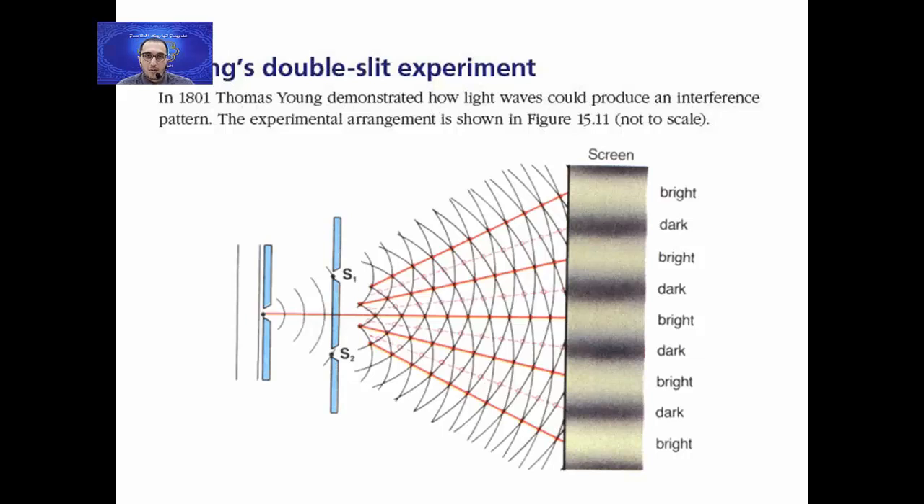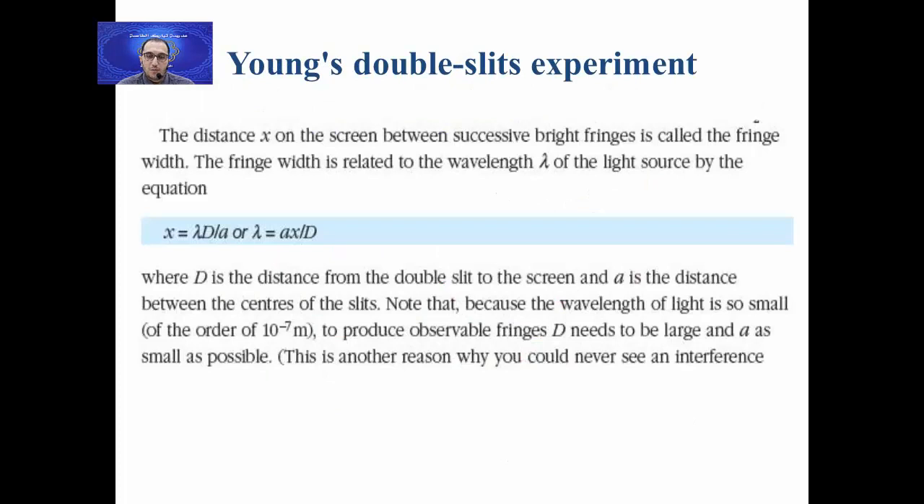Dark fringes, bright fringes. Bright fringes mean crest with crest or trough with trough, so we have constructive interference at this part. But a dark fringe means that we have destructive interference, meaning crest with trough. So Young's double slit experiment comes to produce interference in light waves. The second aim of this experiment is to find the value of wavelength.